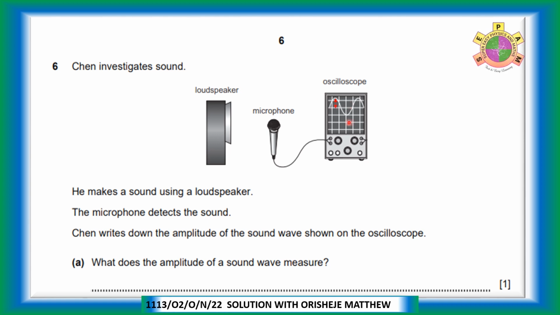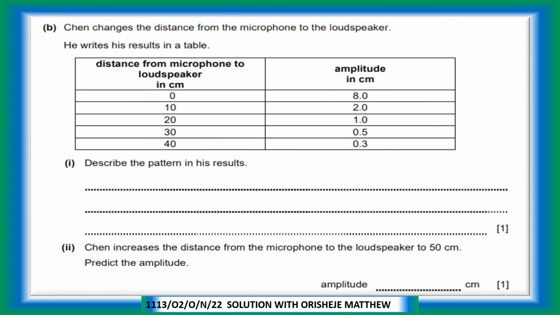So what is the amplitude? It is the distance between this equilibrium line and the peak. Amplitude affects the loudness or the volume of the sound. It changes as the distance from the microphone to the loudspeaker changes.